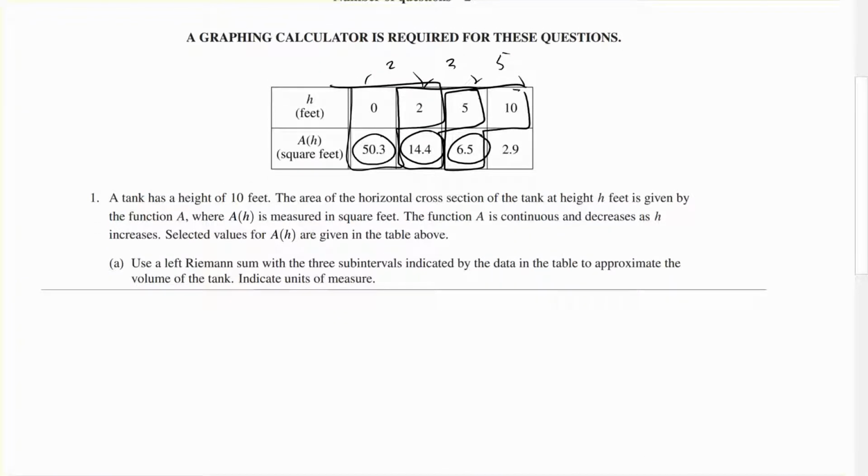So we're going to say 2 times 50.3 plus 3 times 14.4 plus 5 times 6.5, which gives us 176.3, and we can't forget the unit, which is cubic feet, so feet cubed. And that is your answer for question number 1.